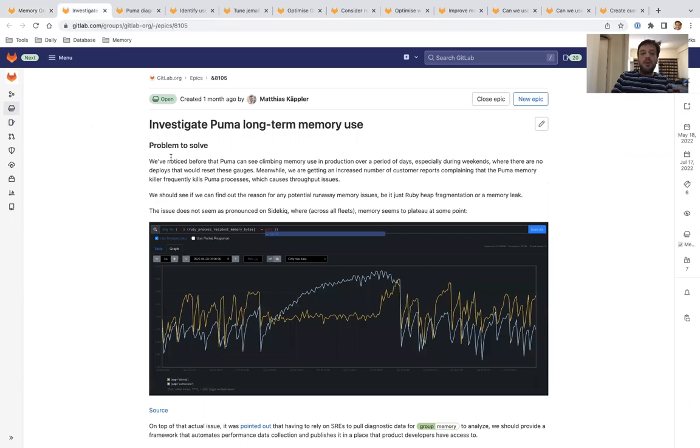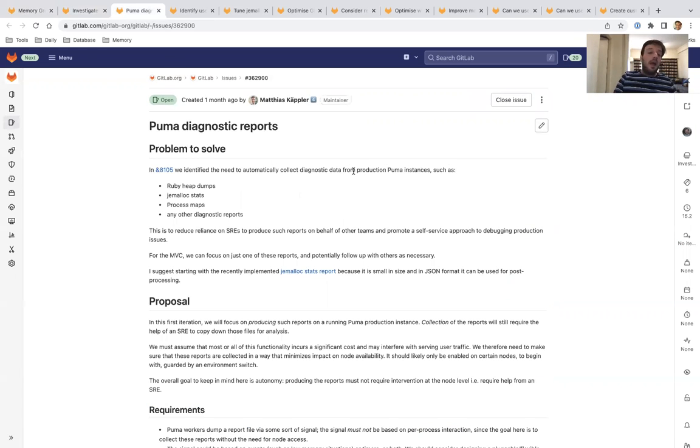The first top priority is investigating the Puma long-term memory use. Puma is our web server, and we have observed that the memory of those servers kept on increasing when we did not have any deployments. We have fixed this problem, but during that effort, in order to figure out what the main memory runaway problem is, we identified the need to automatically collect diagnostic data from production Puma instances.